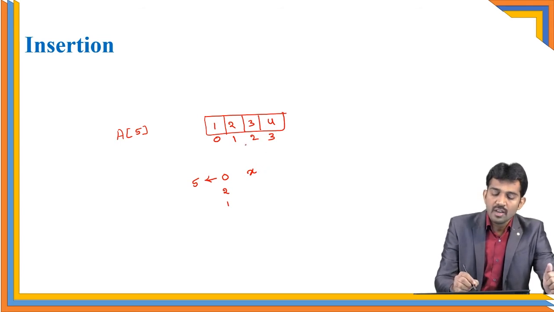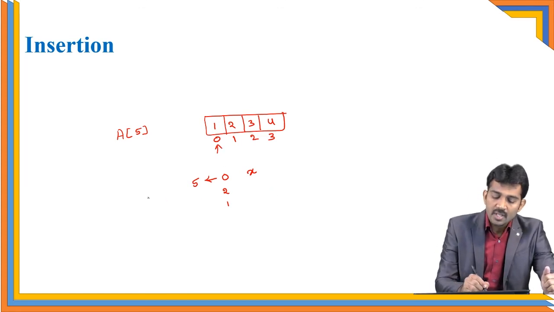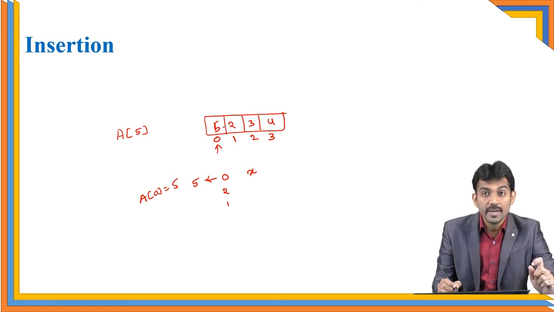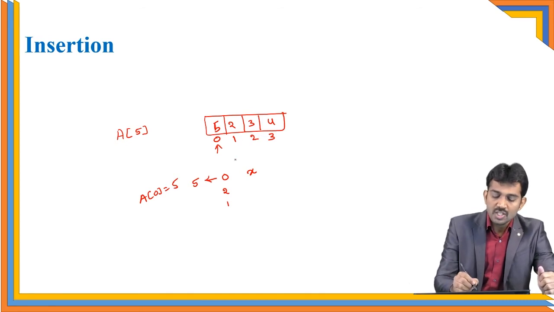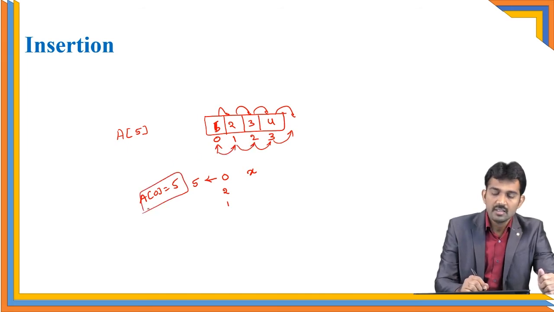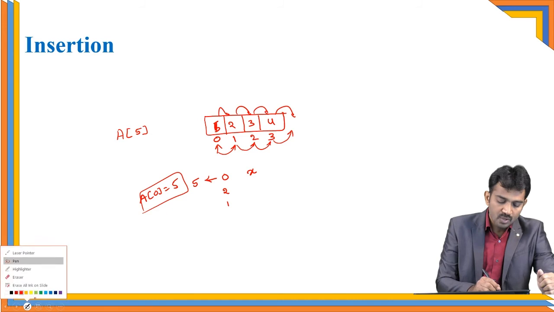What should I do? If I insert directly with A of 0 equal to 5, I am going to replace this value. But that is not my task. My task is to insert the data, not replace it. So instead, first I should move these data items toward the end: the third index goes to the fourth index, the second index goes to the third, the first goes to the second, and the zero index goes to the first. Only then apply this statement. Otherwise, you may lose your data. So what should I do?